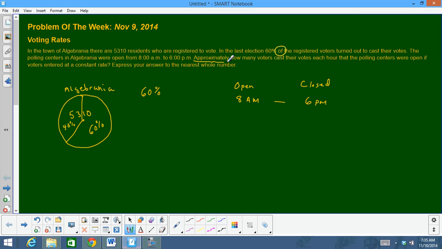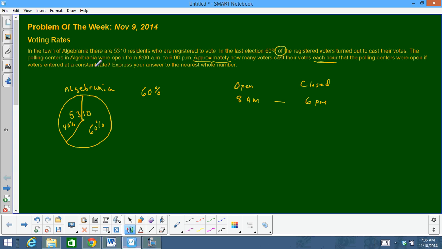Approximately. Now, there's a very interesting word. Approximately. That's about, right? Now, when they're going to use that word at some point later in time, they're going to have to tell you, they're going to have to give you a degree of accuracy. If they're going to use the word approximately, then at some point they should say how accurate they want you to be. How close do you have to come?